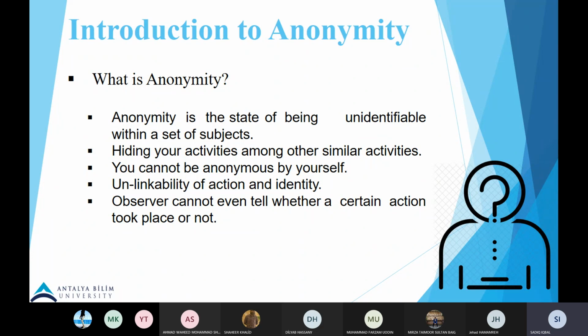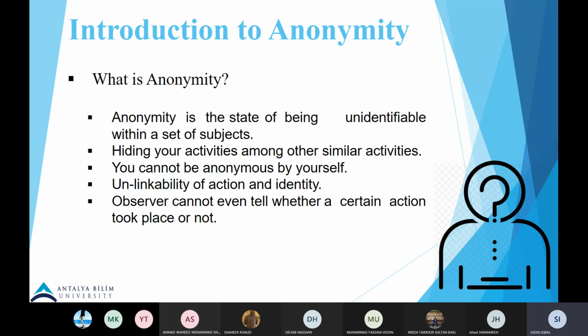So how can you hide your activity? What activity are you doing? That is related to being anonymous. That means you hide your activity among the activities that other people are doing online. And you cannot be anonymous by yourself. This is a technical statement, but we're going to see how it is related to being anonymous in the coming slides.